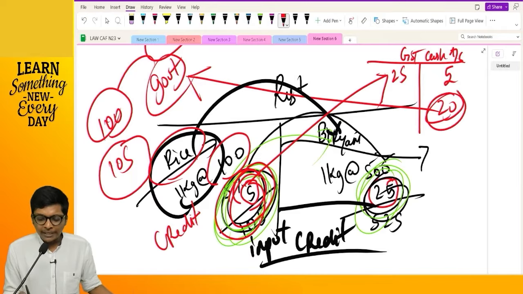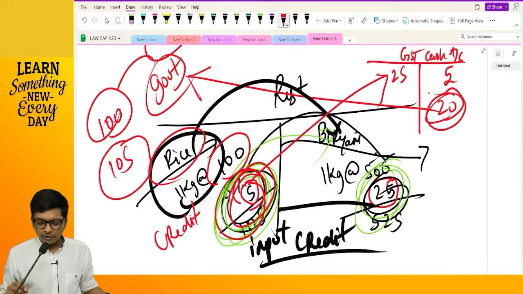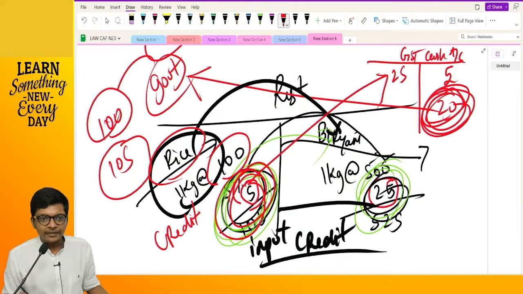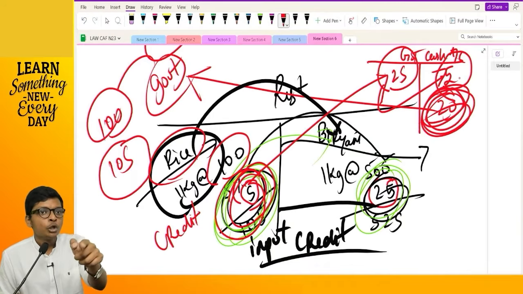I am paying the government 20. Who gave me that 20? The customer. That means at the end of the day, who pays GST to the government? The customer. The business, the restaurant, will charge GST, collect it from you and pay it to the government. He paid 5, you are paying 25, so he is getting reimbursement of 5 from you and pays the government only the difference.